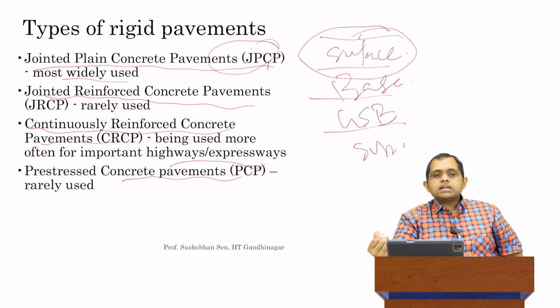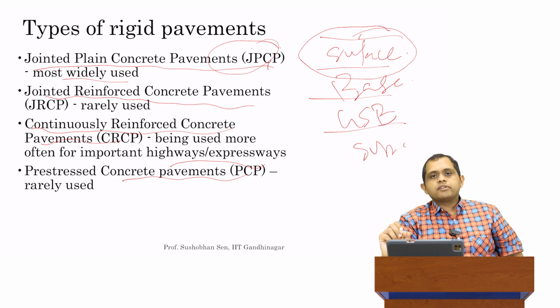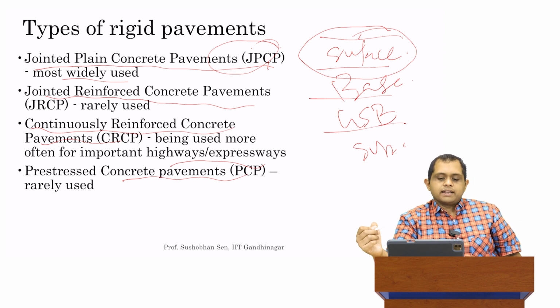And then you have a fourth type, which is used rarely, although it's used more in airport pavements than in highways, which is pre-stressed concrete pavements, PCPs. And as the name suggests, it consists of some amount of pre-stressed blocks, which we'll talk about in the coming slides.